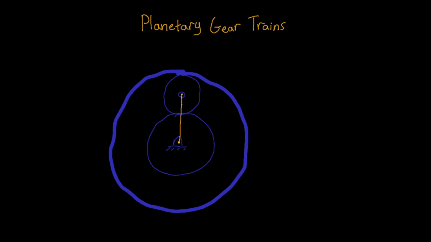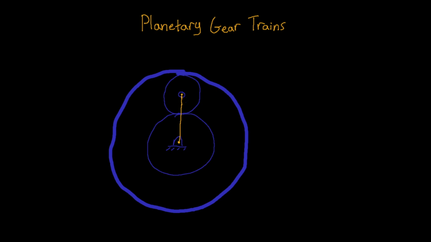Let's look at an example of a planetary gear train now that we understand the internal and external rolling contact equations. Planetary gear trains are unique in that they have two inputs and one output, so calculating the gear ratio is a bit different than a simple gear train. Let's look at this planetary gear set I've drawn and start to label the elements.